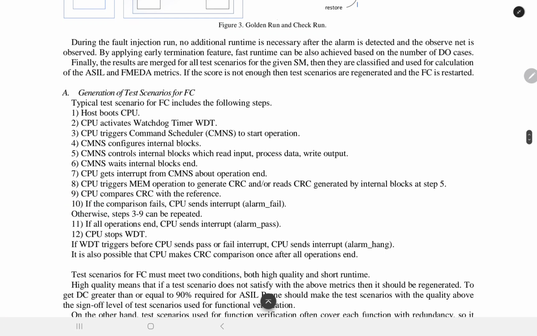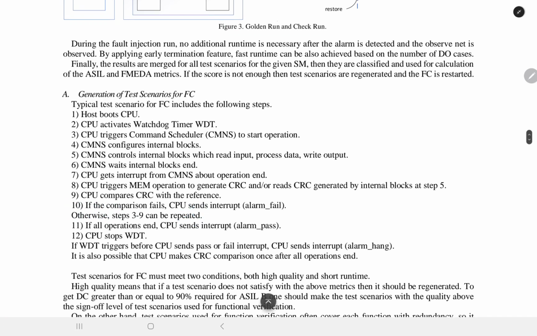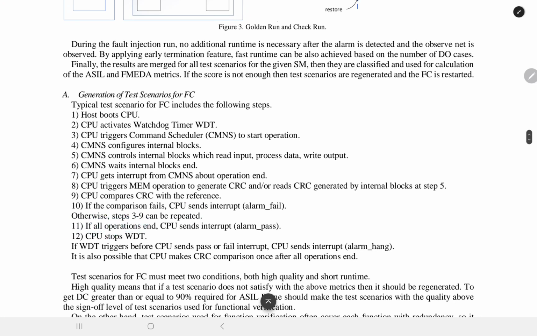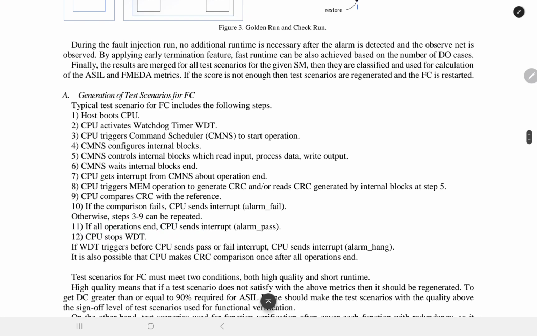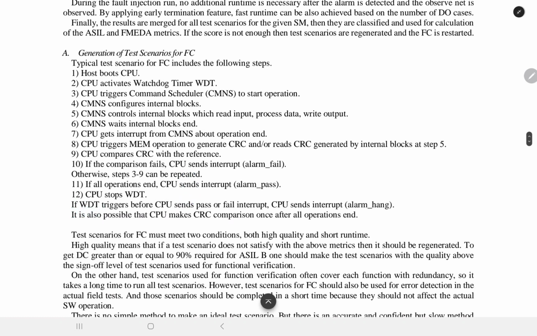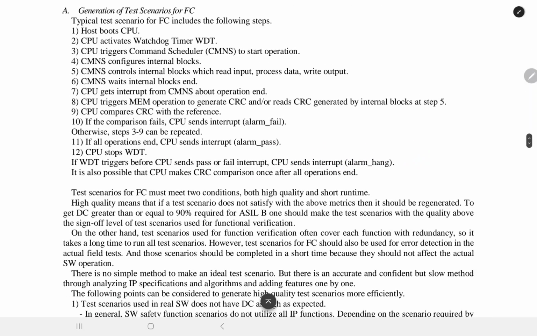Otherwise, steps 3 to 9 can be repeated. Step 11, if all operations end, CPU sends interrupt alarm_pass. Step 12, CPU stops WDT. If the WDT triggers before the CPU sends the pass or fail interrupt, CPU sends interrupt alarm_hang. It is also possible that the CPU makes a CRC comparison once after all operations end.